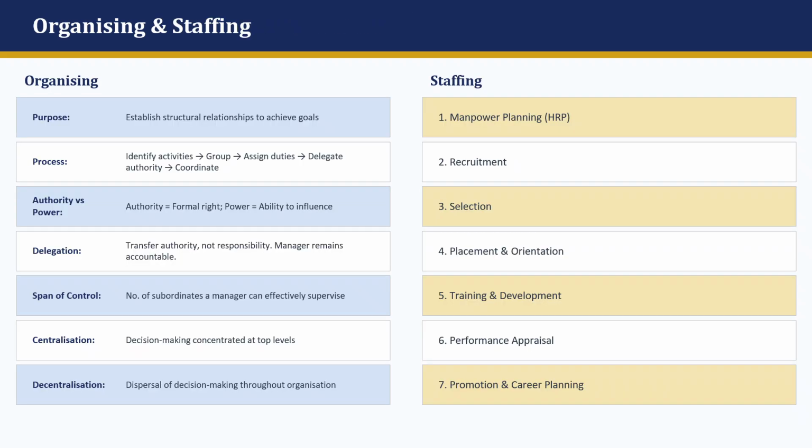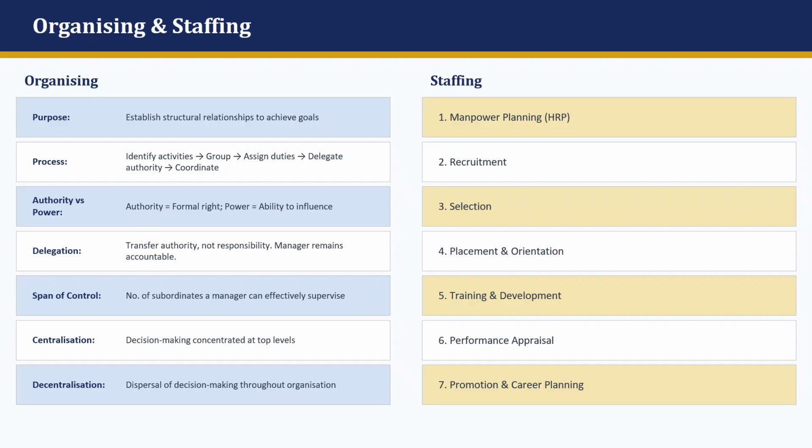Organizing and staffing. Organizing involves establishing structural relationships to achieve organizational goals. The process includes identifying activities, grouping them, assigning duties, delegating authority, and coordinating efforts. Authority is the formal right to give orders, while power is the ability to influence others. Delegation involves transferring authority to subordinates, but responsibility remains with the manager.